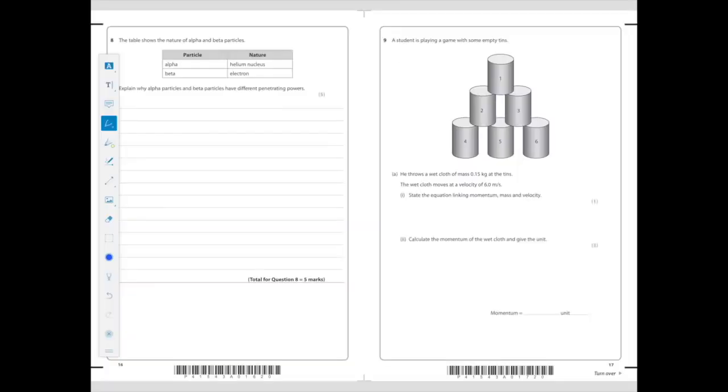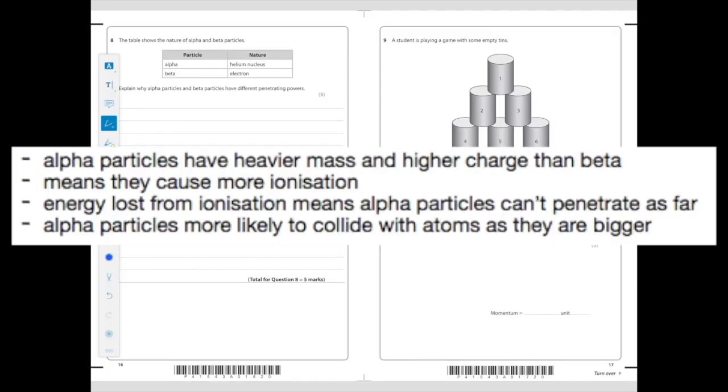The table shows the nature of alpha and beta particles. So alpha, we know, is a helium nucleus made up of two protons and two neutrons, and beta is a fast-moving electron. Explain why alpha particles and beta particles have different penetrating powers. So basically, let's start by looking at the difference. So state first of all that alphas are much larger because they're made up of two protons and two neutrons, so they have a heavier mass, they have a higher charge.